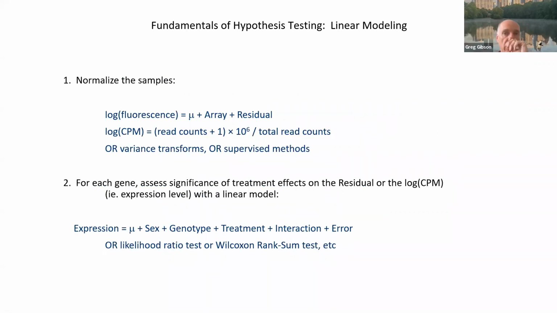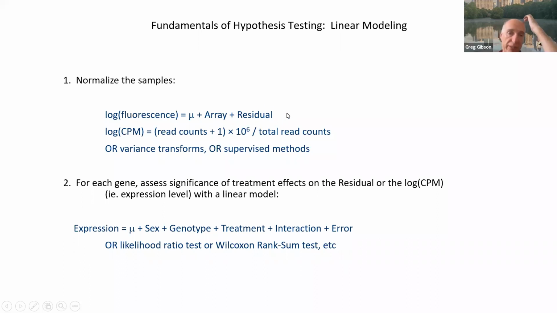Okay, so when we get to hypothesis testing, most of the time, if not all of the time, we're actually dealing with linear models, okay? And there are 2 steps in these, basically. So the first is that you normalize the samples. So back in the days of microarrays, what you were measuring was fluorescence intensities. And the simplest transformation would be to log transform those. We'll see why in a bit. And then you model those as the sample mean plus an array effect. And then what you're left with is residual, and you would do the analysis on the residuals.